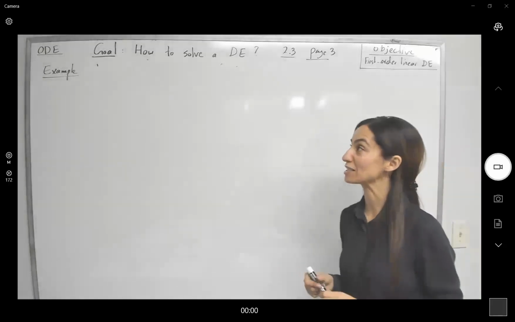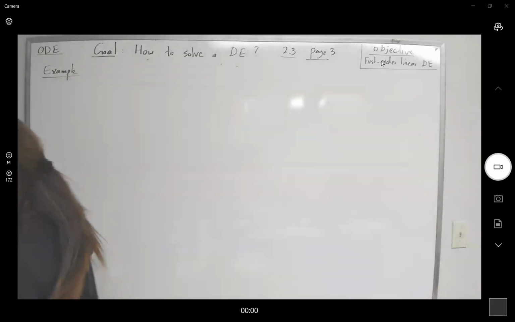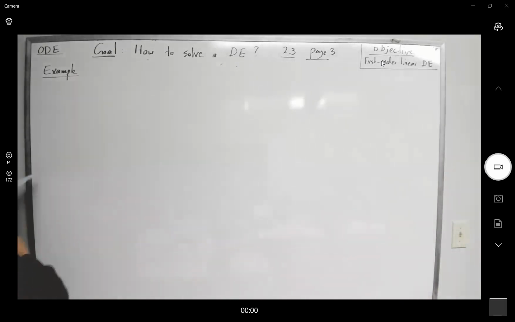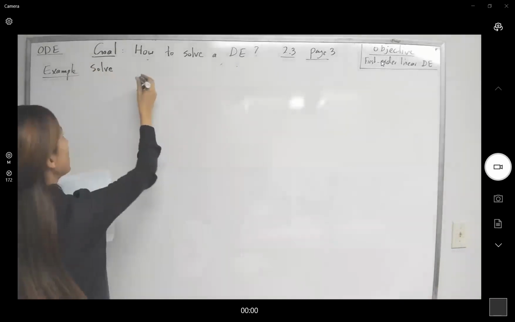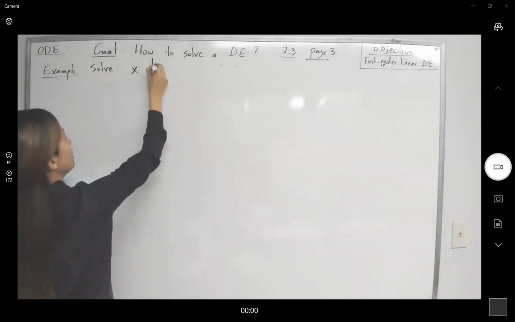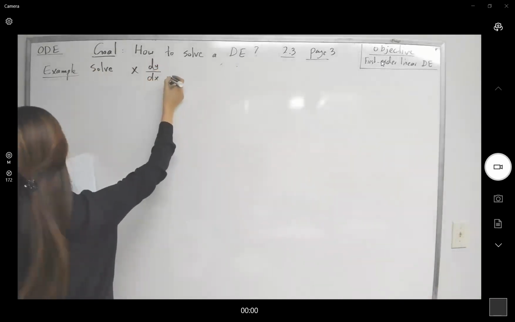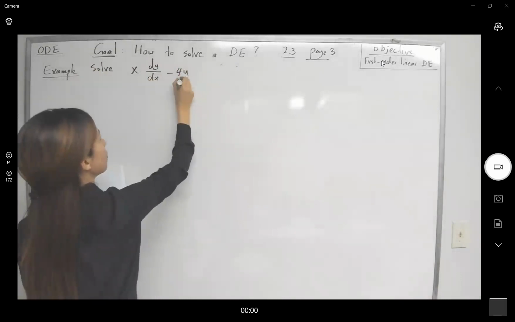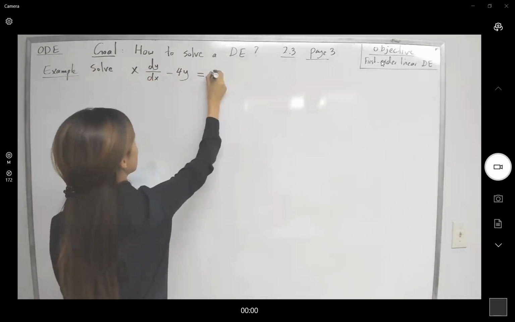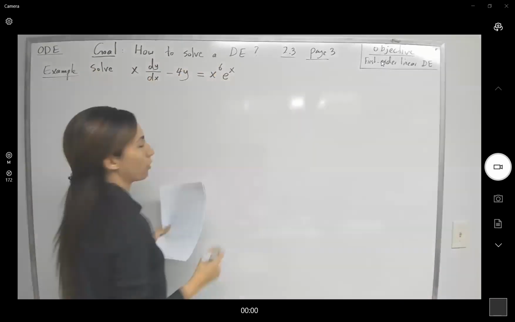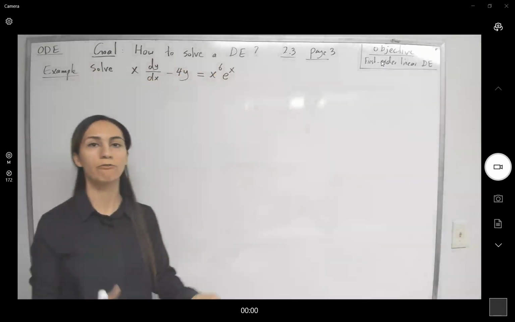Let us take a look at another example. In this example, the question says solve the following: x dy/dx minus 4y equals x to the 6th e to the power x. So what is our very first step?